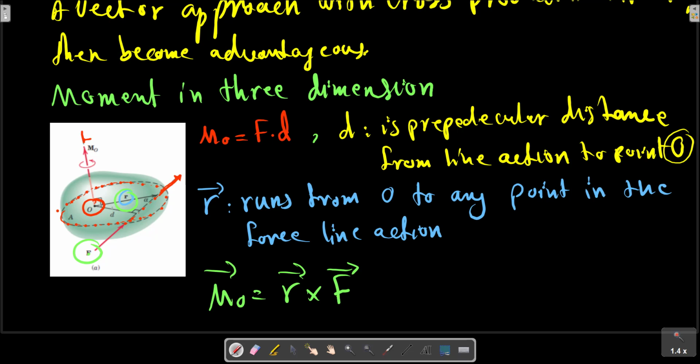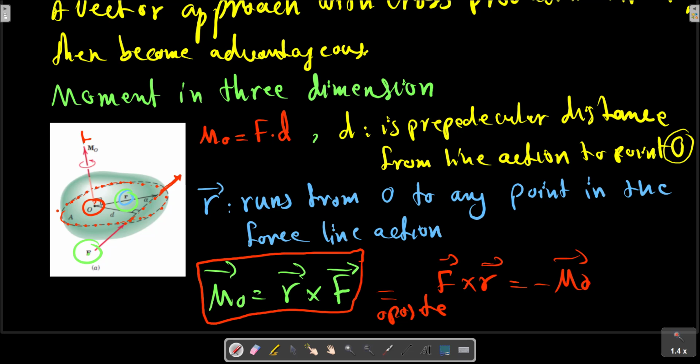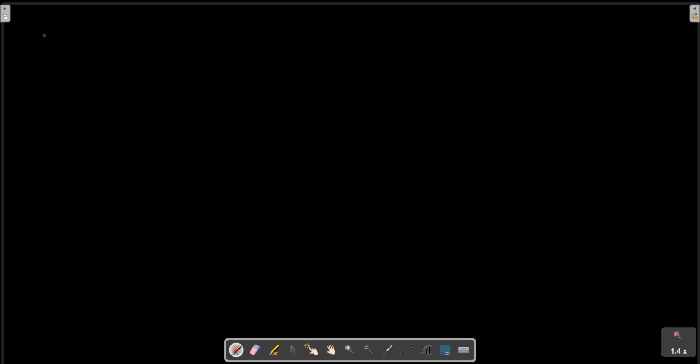The order r cross F of the vectors must be maintained, because F cross r would produce a vector with a sense opposite to MO. So the term r cross F must be maintained. Evaluating the cross product is the next topic. We have to evaluate the cross product.